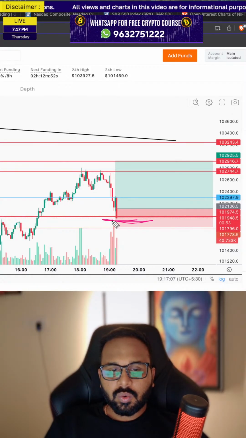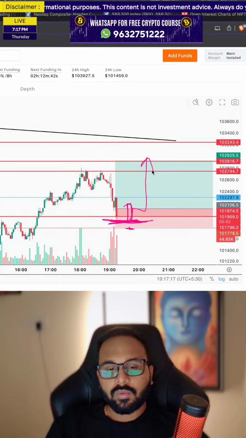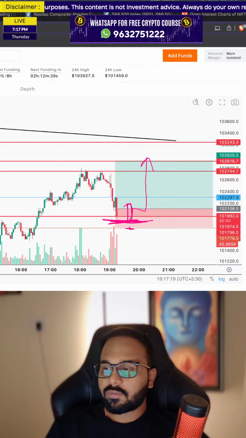At this zone, next when we get a positive candle in the market, one positive candle, below that positive candle we can place the stop loss and look for the entry. I'm saying this for those who have not entered.